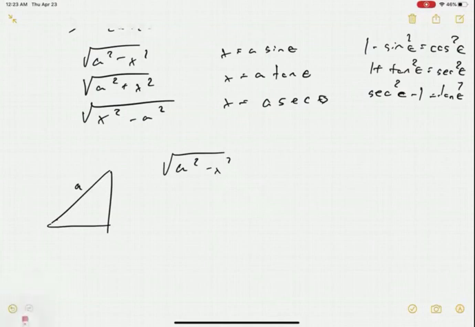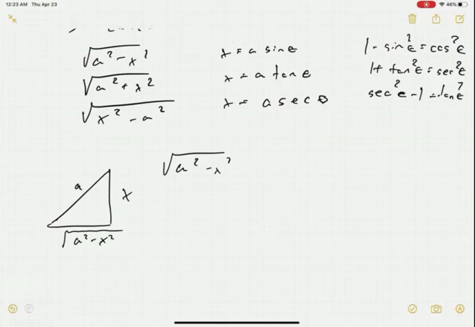If I'm using the substitution x equals a sine theta, that means my opposite side would be my x, and then this side would be the square root of a squared minus x squared. Okay, this triangle, remember, is going to be important when we're undoing our trig substitution at the end of our integral. So we've got to know the triangles. Those are all in section 7.3 as well.